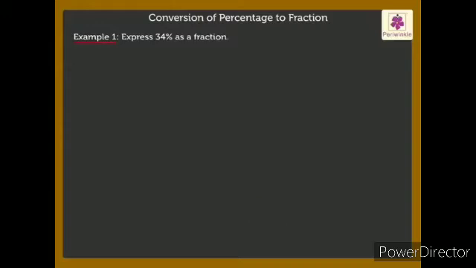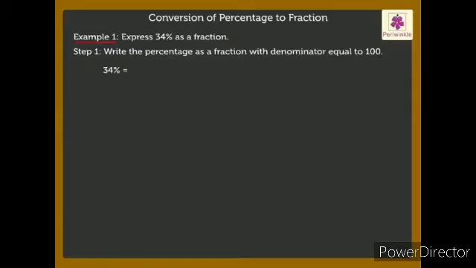We can solve this in a couple of steps. Step 1 is to write the percentage as a fraction with denominator equal to 100. Thus, we get 34% is equal to 34 upon 100. The denominator is taken as 100 as 34% means 34 out of 100.